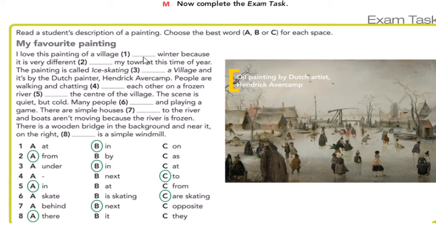Okay. Number 1, it's in winter. In winter. Excellent. Number 2, different from. Different from. Number 3, in a village. Number 4, chatting to each other. Number 5, in the center of the village. Number 6 is a verb. Number 7, it will be next to the river. Number 8, it's a pronoun. Thank you.